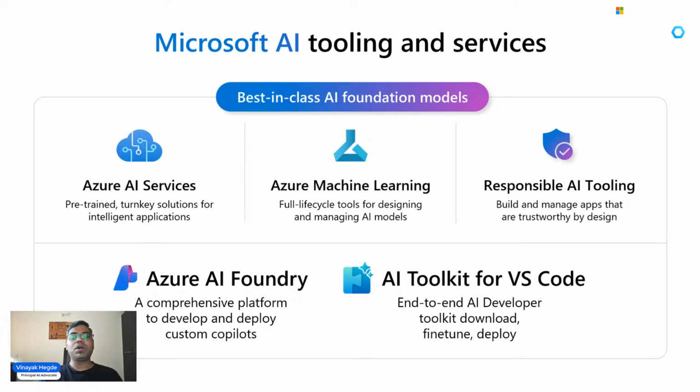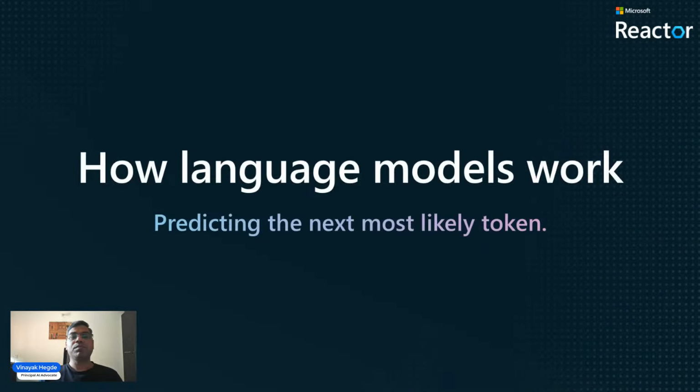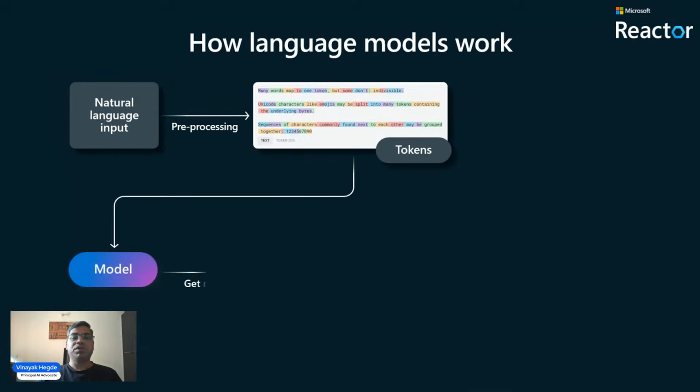Before we go on to the next part, I just want to quickly talk about how language models work, because a lot of you might not be very familiar with this part. So I just want to give a small primer on how language models work. Most language models, especially text-to-text language models, predict the next likely token. And this is how the typical workflow works, right?